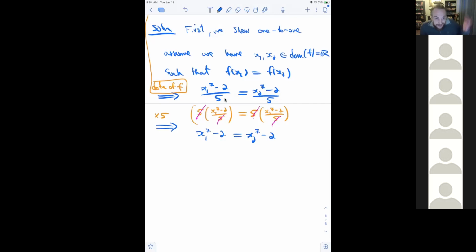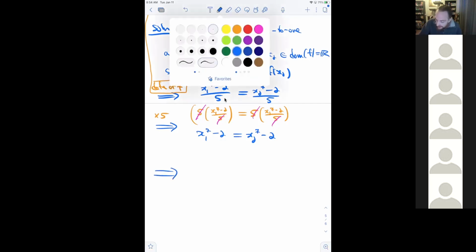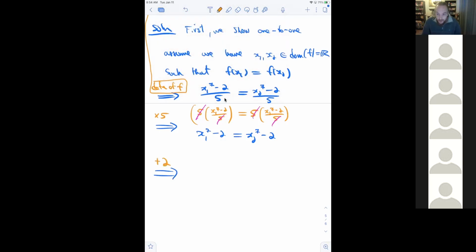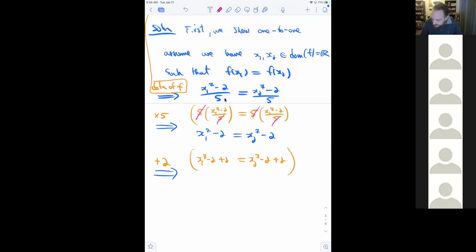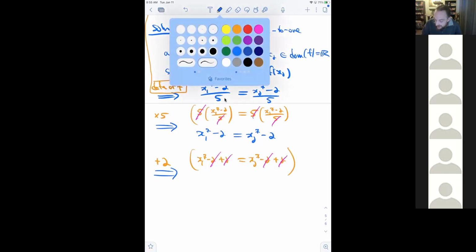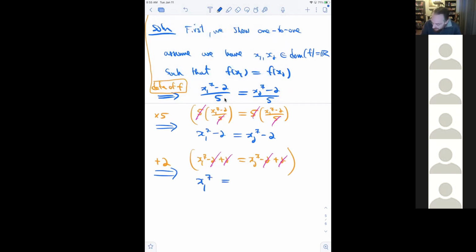Now, the last thing that's happened is I've subtracted 2 from both sides. How do I cancel subtraction? Addition and subtraction are opposites of each other. So I want to clearly add 2 to both sides. When I add 2 to both sides, the 2 and the -2 will cancel. This will be x1 to the 7 minus 2 plus 2 equals x2 to the 7 minus 2 plus 2. The 2's will now cancel. I'm writing the intermediate steps that they don't write down a lot of the time, or do in your head. And then the consequence of this is you get x1 to the 7 is equal to x2 to the 7.